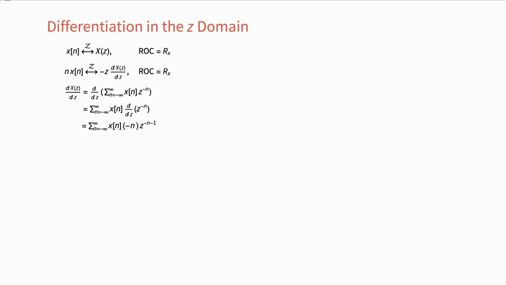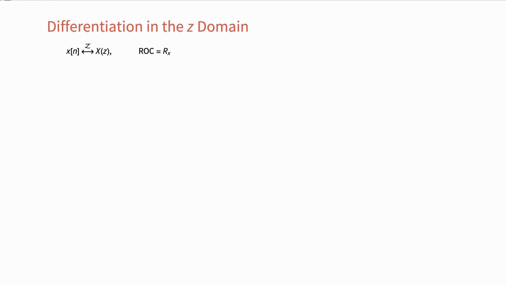To prove this theorem, we take a look at the derivative of X of z with respect to z. Simplifying the expression and taking the derivative of the term z to the power minus n, we rewrite the expression by factoring out a minus z to the power minus 1. Multiplying both sides of the equation by minus z, we get the expression shown here, which proves the theorem.